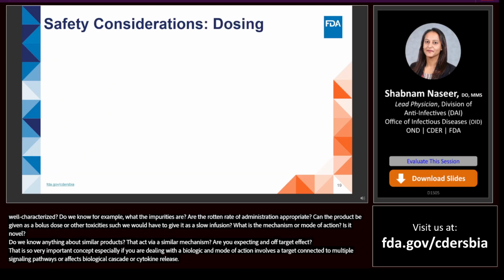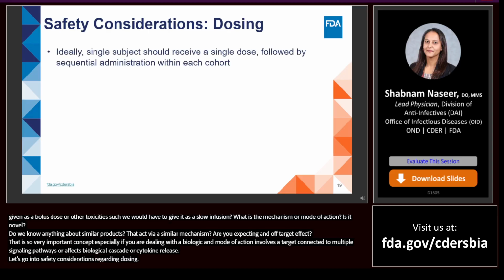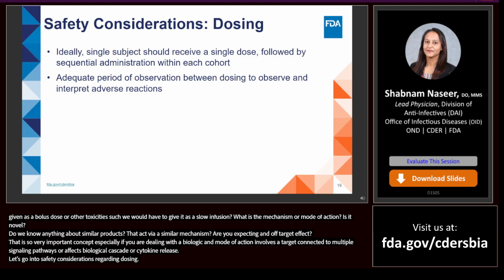Let's go into safety considerations regarding dosing. How do we determine an appropriate dose? Ideally, one subject should receive a single dose, and that would be followed by sequential administration within the cohort. You have to ensure that there is an adequate period of observation between dosing so that one has the time to observe and interpret adverse reactions in the cohorts at the lower dose.